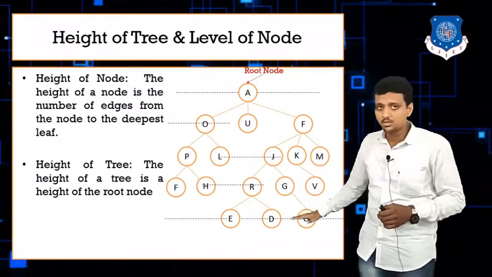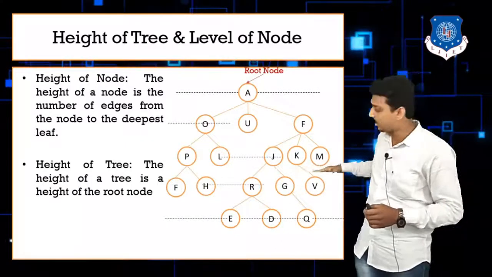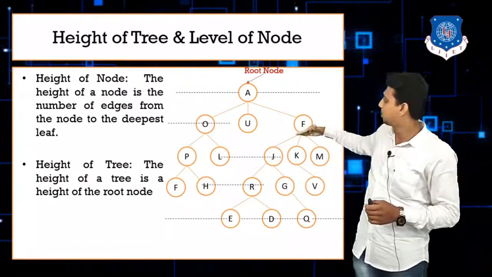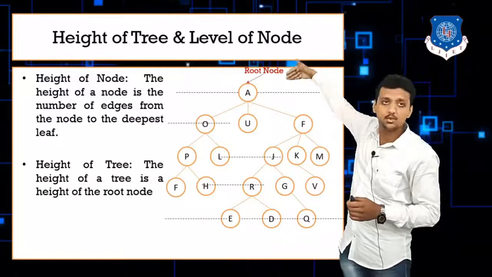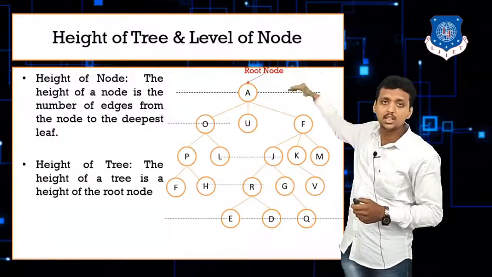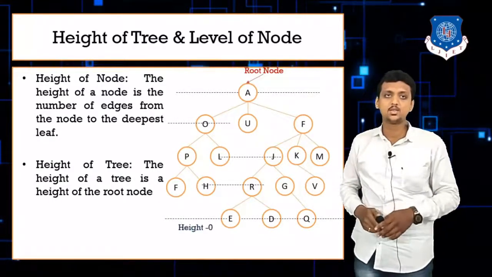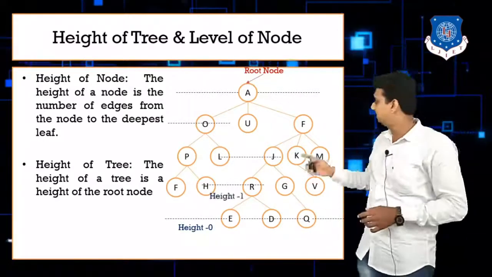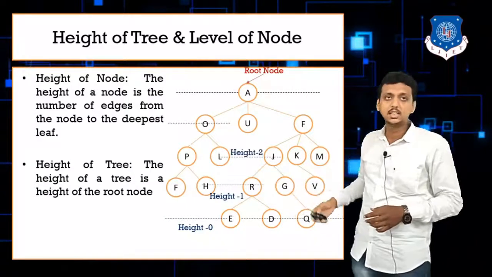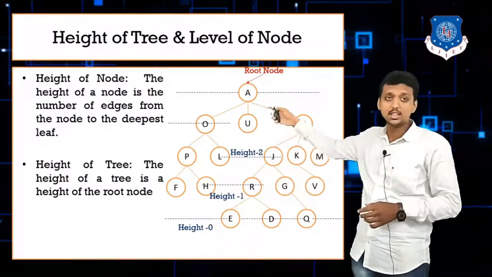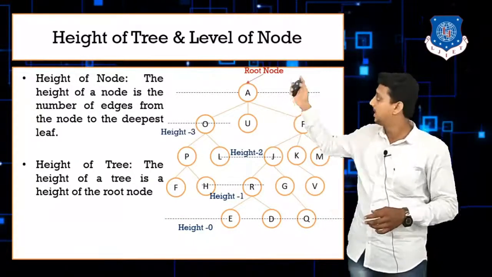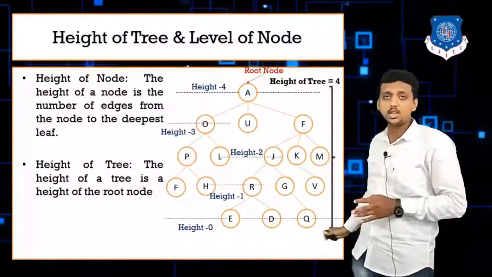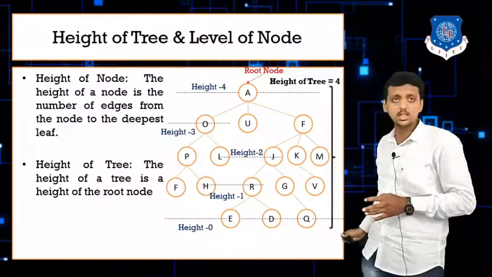Okay, now move further one level. Whatever the nodes at this level, height is 1, then 2, then 3, then 4. So let's see, here the height is 0, then at this level the height is 1, at this level the height is 2, at this level the height is 3, at the last level the height is 4. So the total height of the tree is 4.